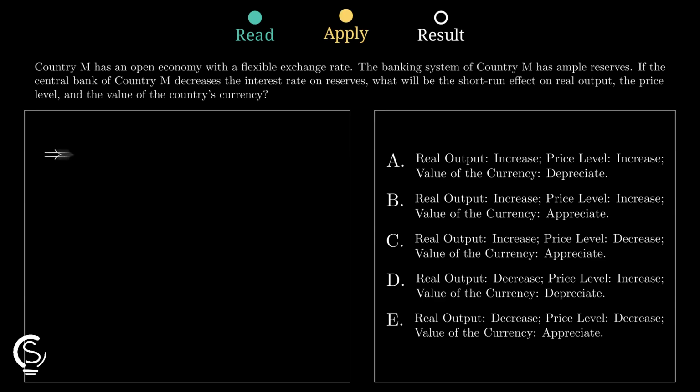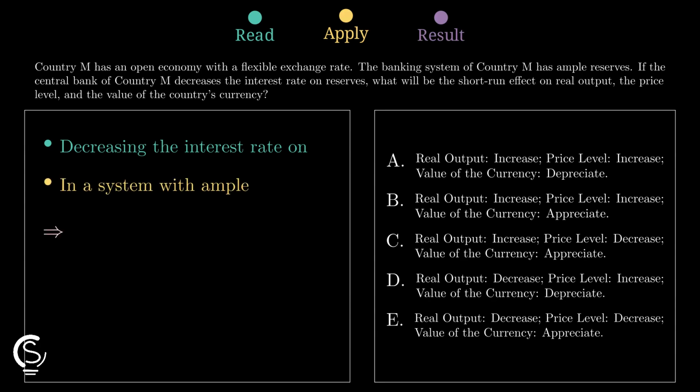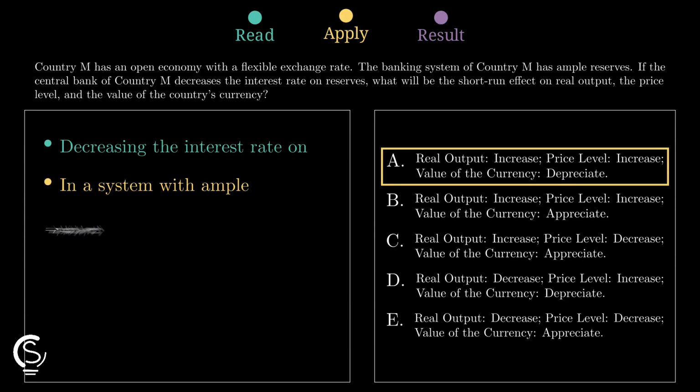Lower rates trigger capital outflow as investors seek higher returns elsewhere. This increased supply of the local currency causes it to depreciate, while lower rates simultaneously boost investment and aggregate demand. Higher aggregate demand pushes real output and the price level upward. Combining these effects, we see that option A is the only correct choice.